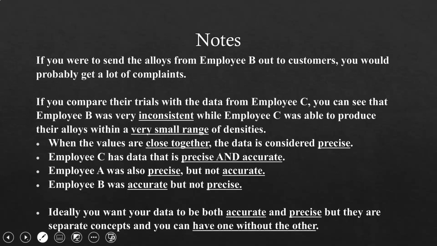Ideally, you want to be like employee C, where your data is both accurate and precise, so numbers are close together and they are close to the average or accepted value. But these are separate concepts, and you can have one without the other.